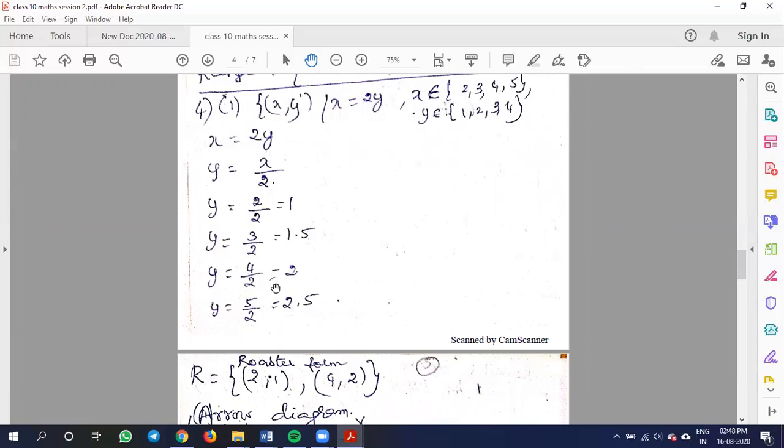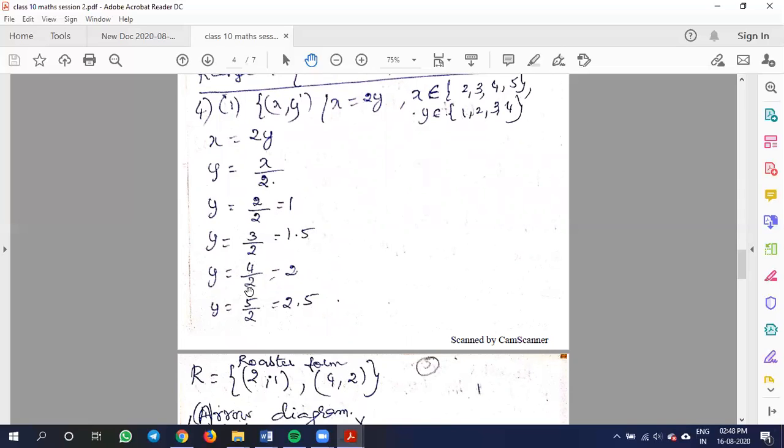Before that, you have to remember one thing. Here you see, we are taking the first element as 2. What is the answer for y when x is equal to 2? 1. So 2 comma 1 we can take. But when x is equal to 3, what is the answer? 1.5. Do you have 1.5 in y? No. So you are not supposed to take 1.5. Okay, this is wrong. You are not supposed to take it.